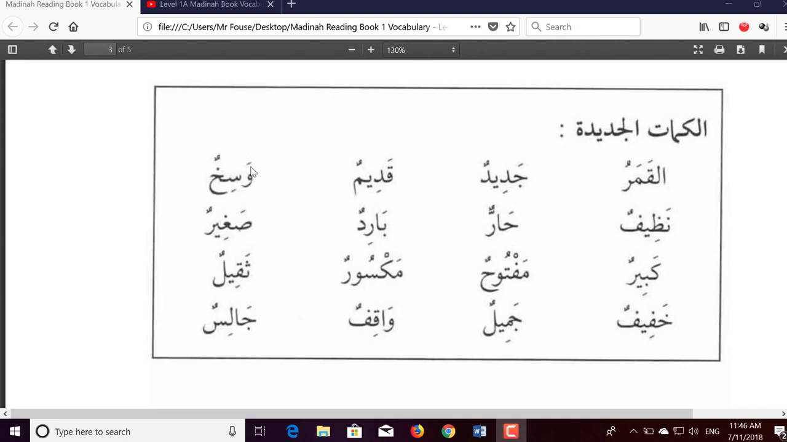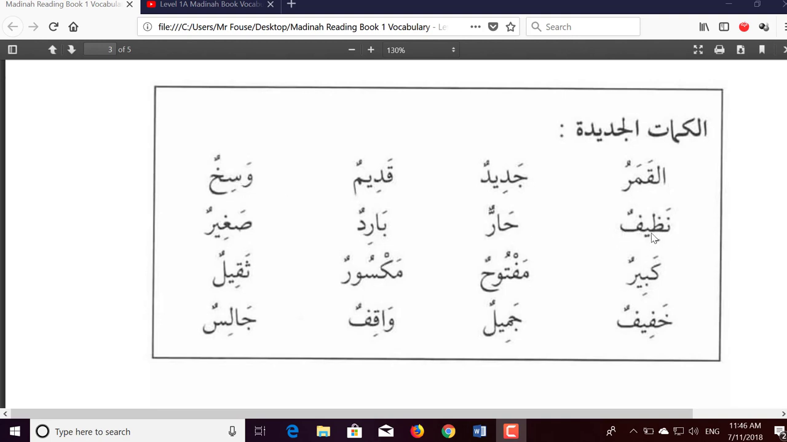Here, we don't have any elongation, so our sounds are going to be short. So we have a waw with a fatha, wa, sin with the kasra, si, kha with a dhamma, with dhammatan, khun, wasikhun, and then we'll drop those final diacritical marks. So we'll simply say wasikh.